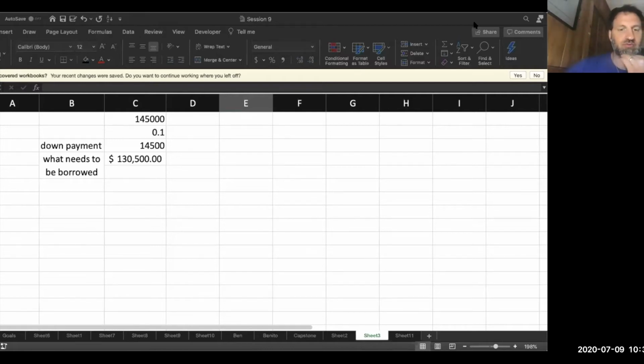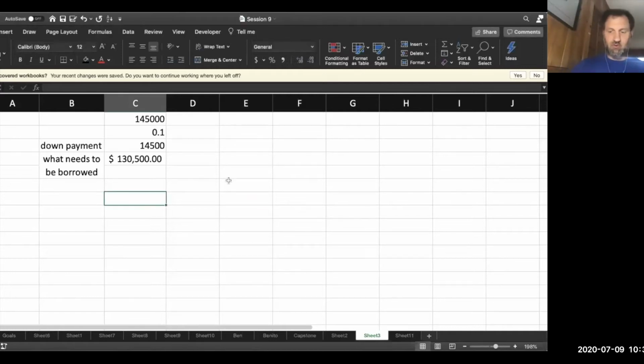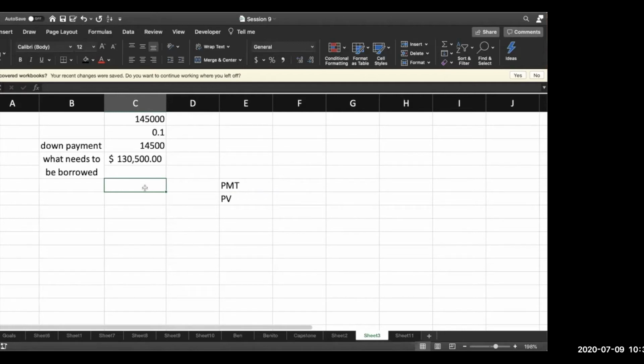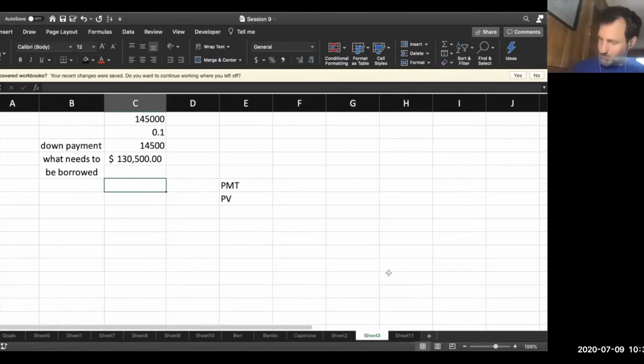So that's one of the formulas that we worked on. We worked on the PMT formula and we worked on the PV formula. So which one of those would you need for this? I'm so lost without my notes. Lynn, what do you think?